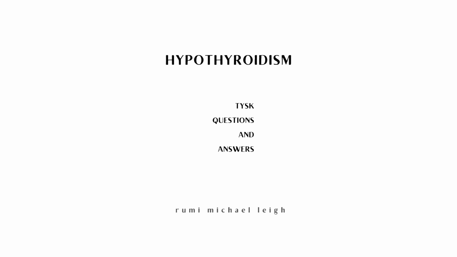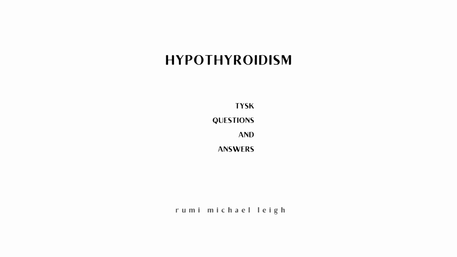Chapter 1. 1. What is hypo? Hypo is low. 2. What is hypothyroidism? Hypothyroidism is a low production of thyroid hormones. 3. Hypothyroidism can also be called underactive thyroid.